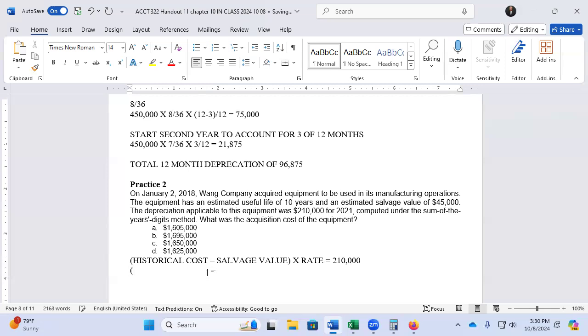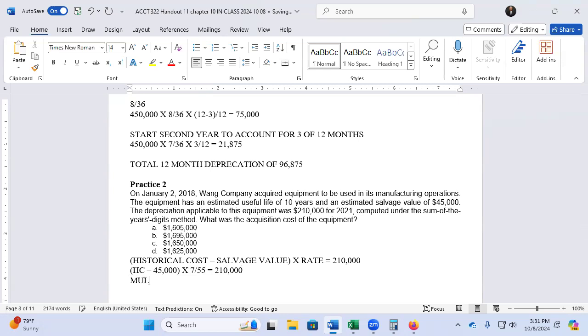So I'm just going to abbreviate this as HC minus, and we know the salvage value is 45,000. And our rate, so this is our fourth year. So think 10, 9, 8, 7 is the fourth year, 7 and 55. And then that equals 210,000.